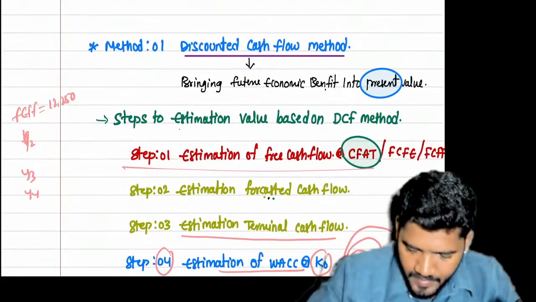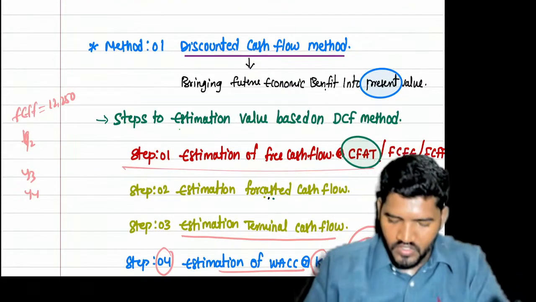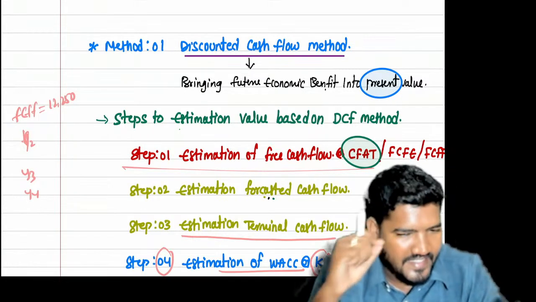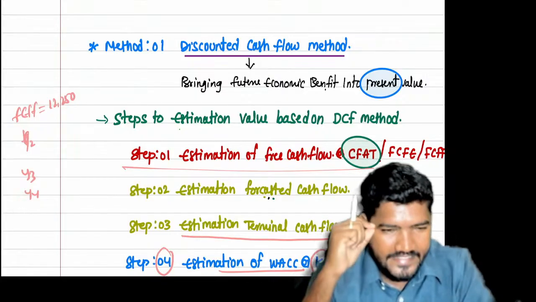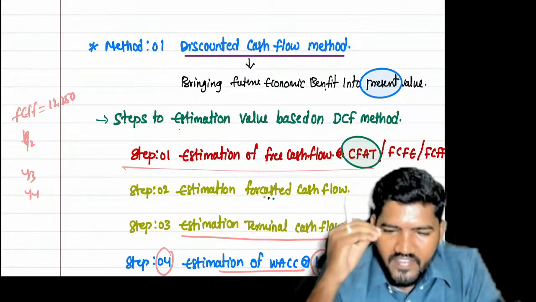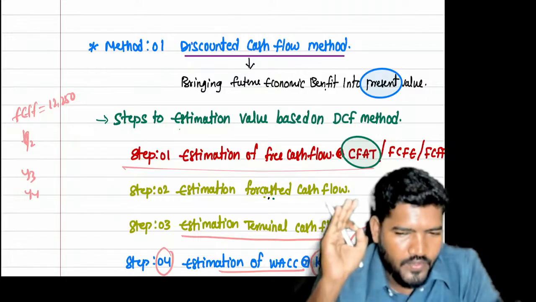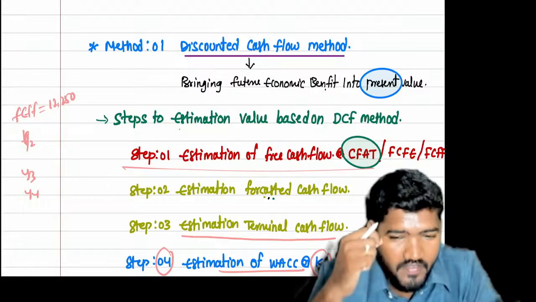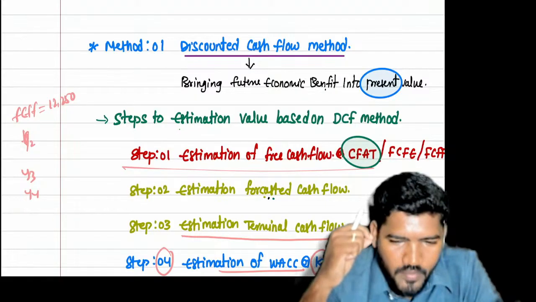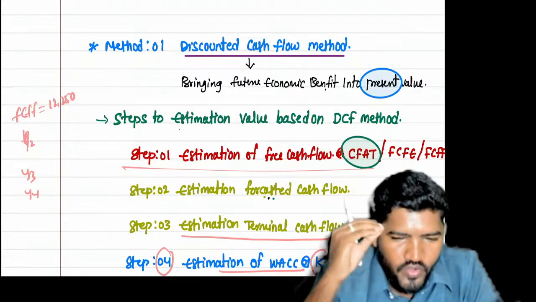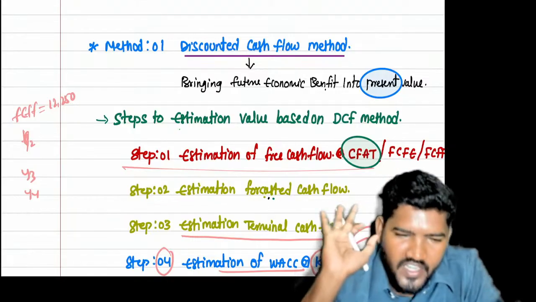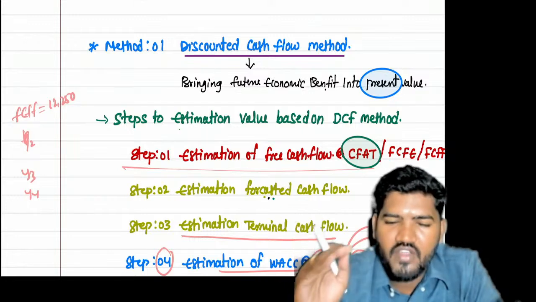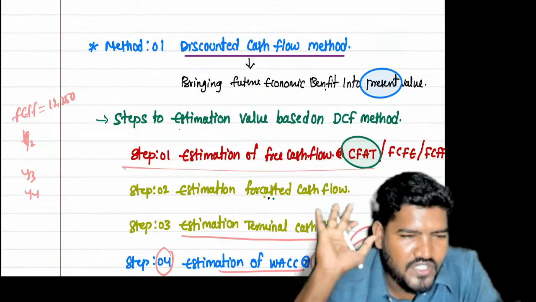You can observe this discounted cash flow method. It focuses on only two things: one is return and another one is risk. The conversion of future economic benefit into present value is the soul of the discounted cash flow method. In this method, we follow only one rule. They will give future economic benefits, we convert those future economic benefits into present value, and by using that present value we do the valuation. That is the concept of the discounted cash flow method.